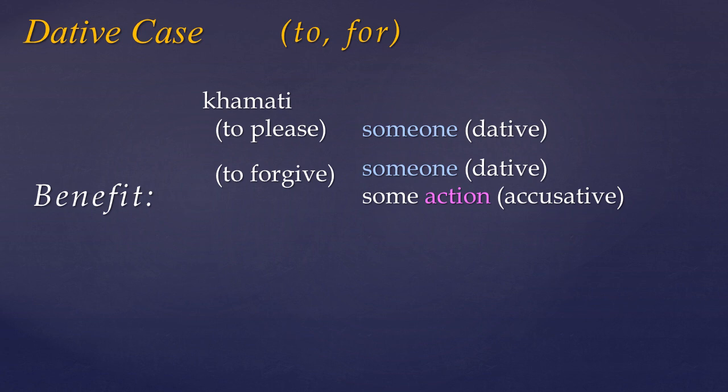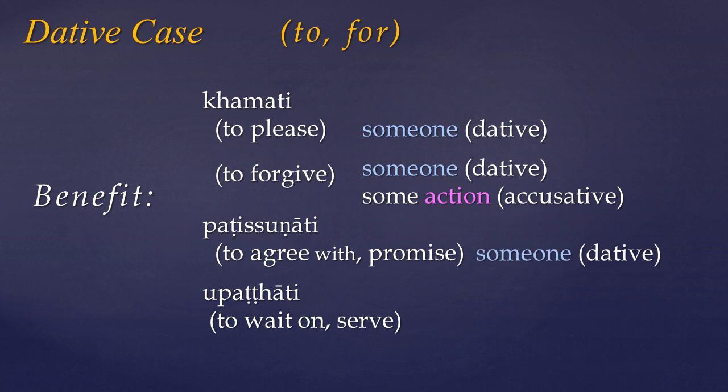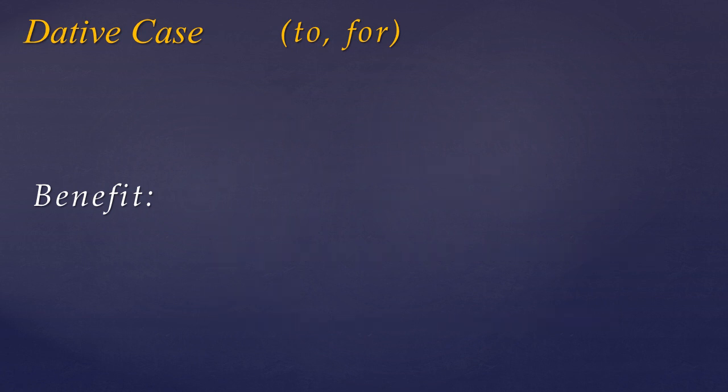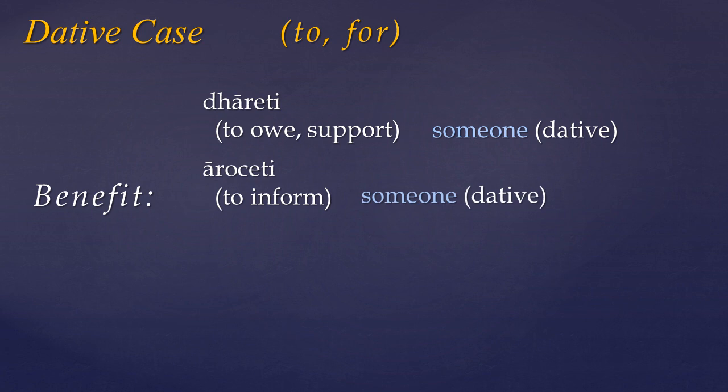And we can see the same is true with verbs to agree or to wait on. The person agreed with or waited on is in the dative case, because they are the ones benefiting. This quality is true of many causative verbs too, like to owe or to support. The person owed or supported will be in the dative case. And the same is true of the verb to inform. The person informed is seen as benefiting, and so is in the dative case.